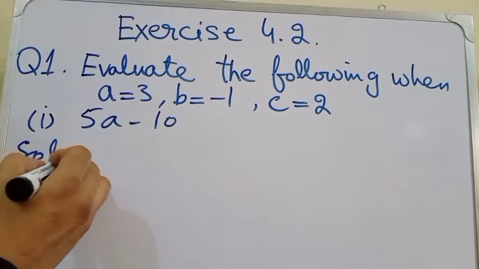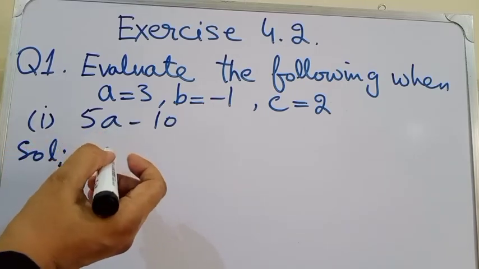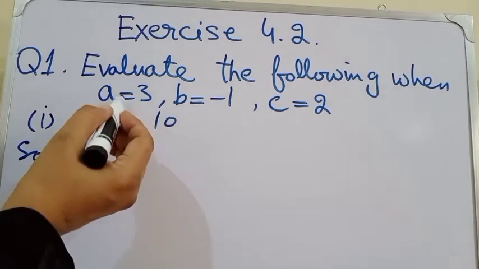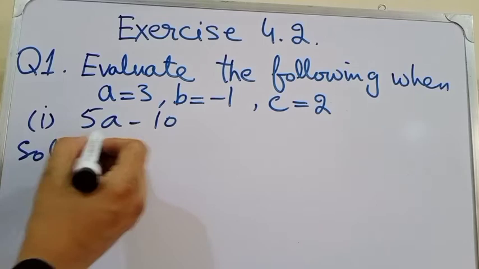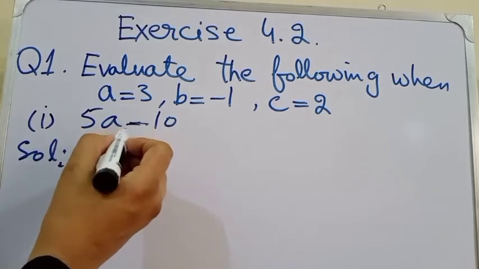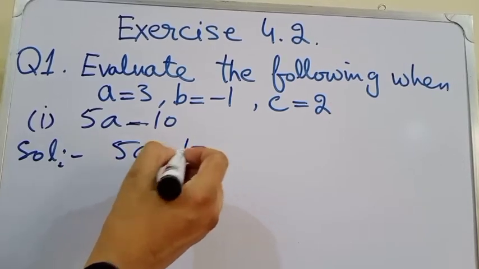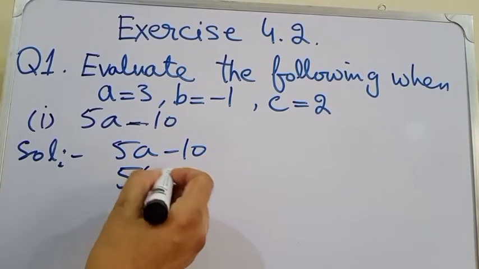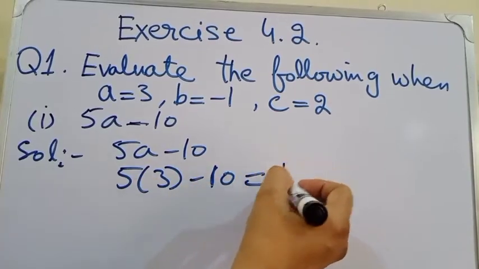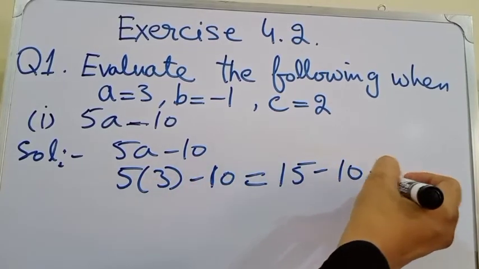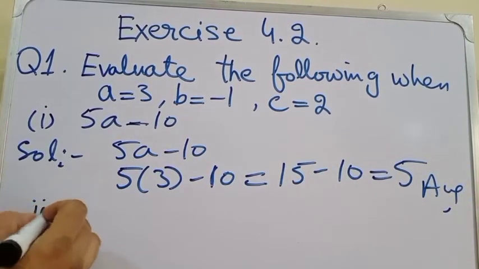We have the value of a, a real number, which is 3. So we put 3 in this expression. We have 5 into 3 minus 10, which is equal to 5 threes are 15, minus 10 equals 5, which is our answer.